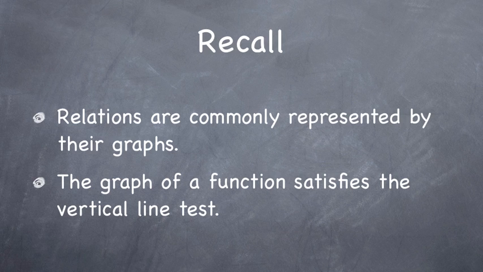Now remember that using graphs is a common way to represent relations. Remember, a relation is just a collection of ordered pairs, and so each ordered pair corresponds to a point in the plane. Remember that the graphs of functions satisfy the vertical line test, so any vertical line that you draw through that graph is only going to cross it at most once.